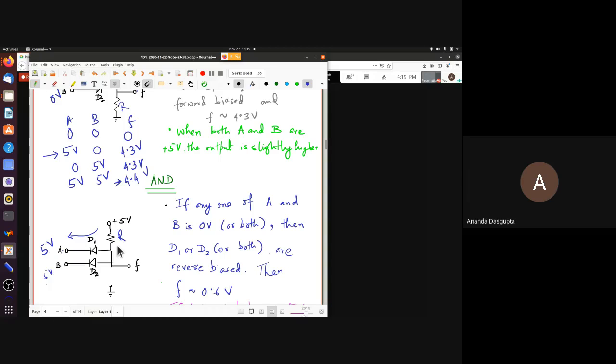So this is the AND gate, right? It gives you high only when both inputs are high, otherwise it gives you low. So far so good? Any questions?